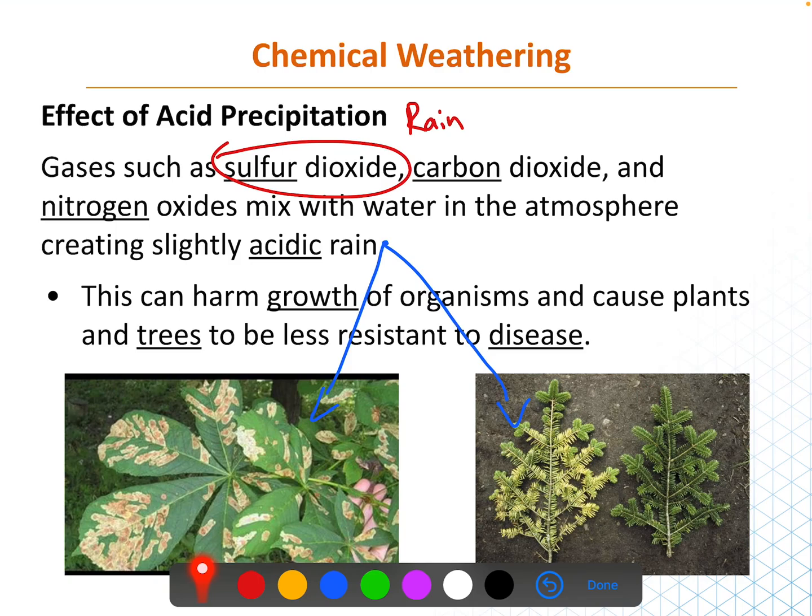So this can harm the growth of organisms. It can stunt the growth or maybe cause some of these leaves to die out, like in this example over here. But it can also make trees and other plants more vulnerable to disease. Think about it in terms of humans. If you're not healthy or not as strong, then you're obviously more vulnerable to getting sick, or a weakened immune system or something like that. Very similar here, just slightly acidic rain can have quite the negative impact on our plants.